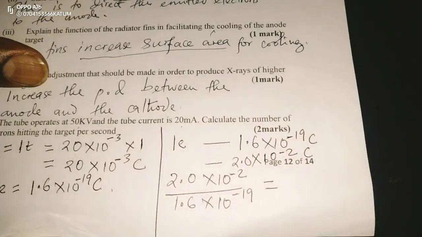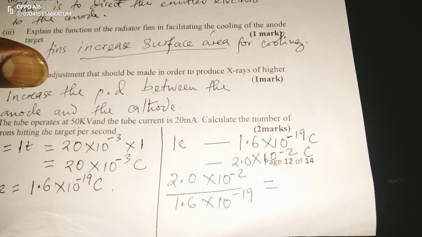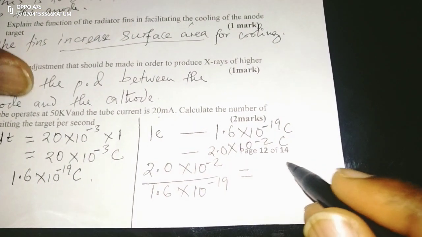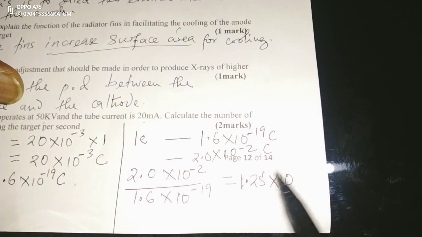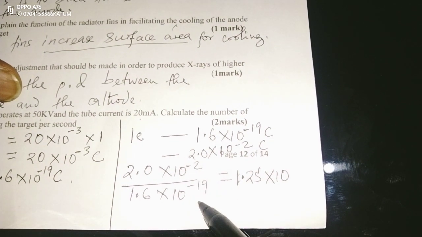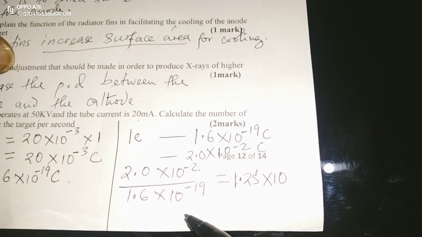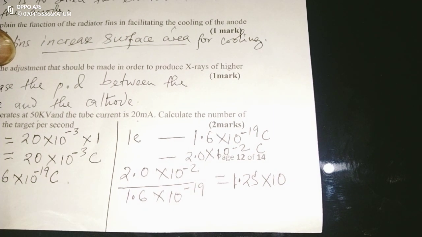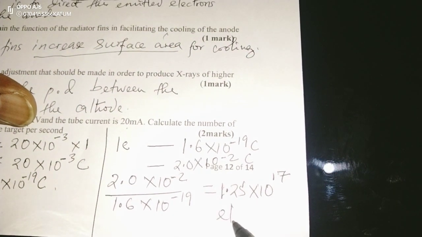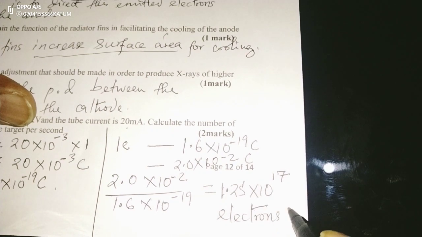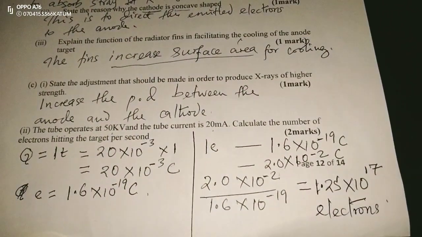When I take 2 divided by 1.6, this gives me 1.25, multiplied by 10 raised to the power of negative 2 plus 19, which becomes a positive 17. So this is the number of electrons produced: 1.25 times 10 to the power of 17 electrons.